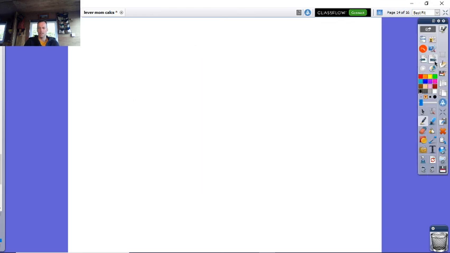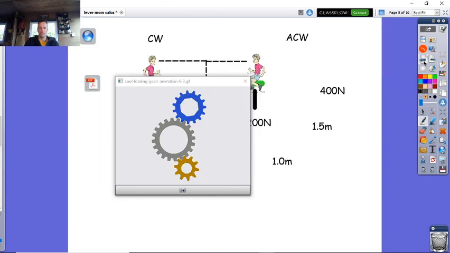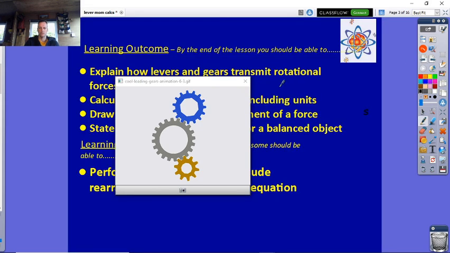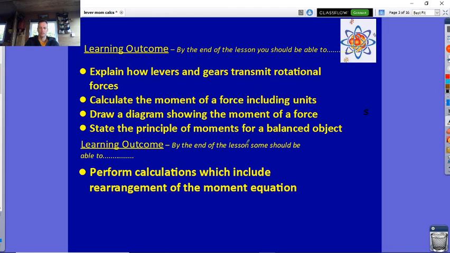So what I've done is quickly gone through the last little bits that were on here, which is basically doing these calculations and a little bit on gears.